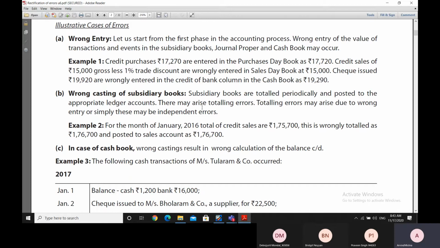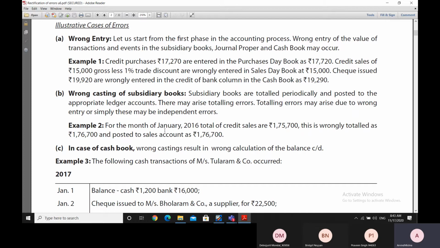Now, when we say that wrong casting has been done, what we are saying is that there is a totaling error. The totaling error may arise due to either a wrong entry or simply due to an independent totaling error.